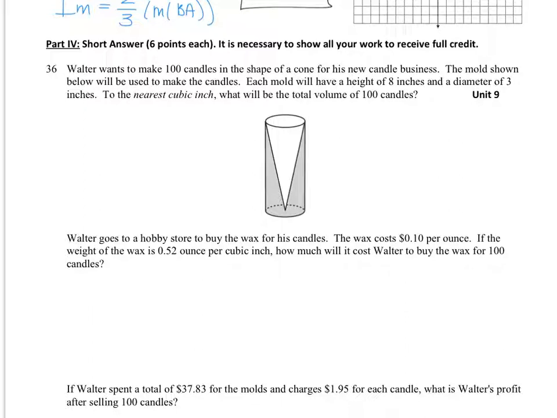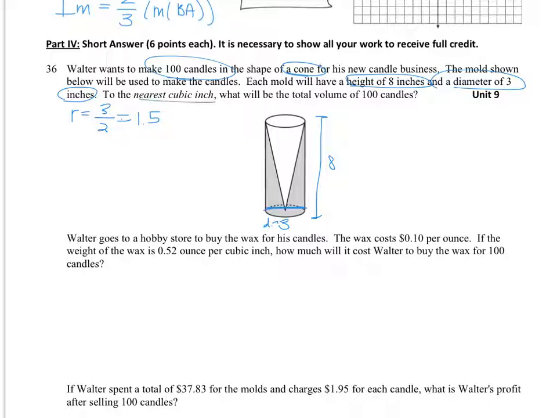Walter wants to make 100 candles in the shape of a cone for his new candle business. The mold shown below will be used to make the candles. Each mold will have a height of 8 inches and a diameter of 3 inches. So I'm just going to mark that up real quick. Height of 8 and a diameter of 3. Now, I teach my students whenever they see the word diameter, we immediately translate it into a radius by cutting it in half. 3 divided by 2, which is 1.5.